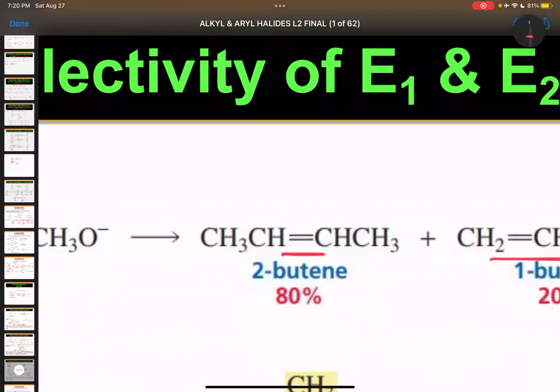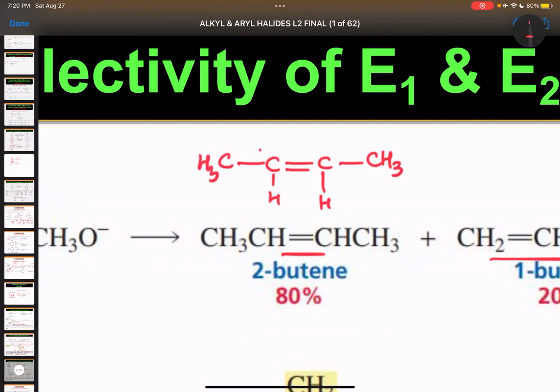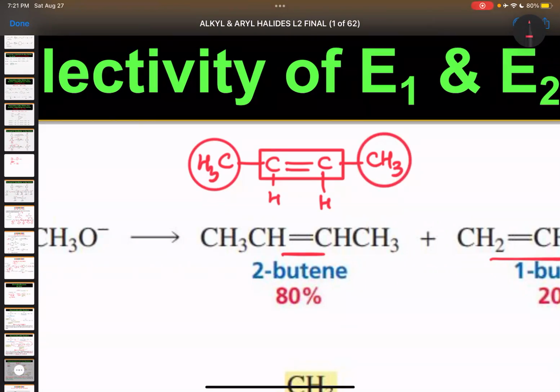So how do we check? Let me write it here. This is the carbon, double bond carbon, double bond carbon, and what are branches? Branches are the alkyl groups which are connected to the double bond. So you have 2 alkyl groups connected to the double bond. So it is disubstituted. There are 2 alkyl groups. Okay.